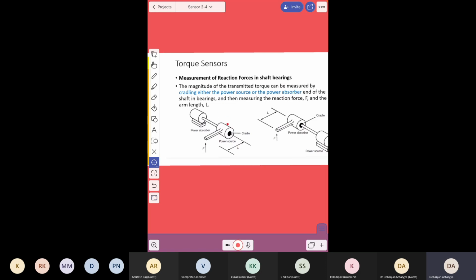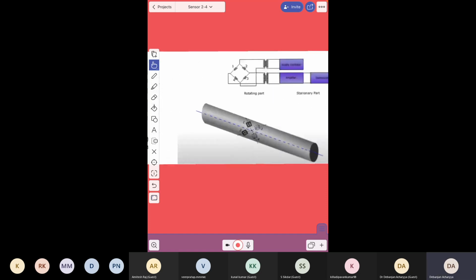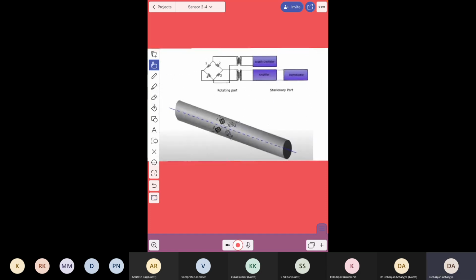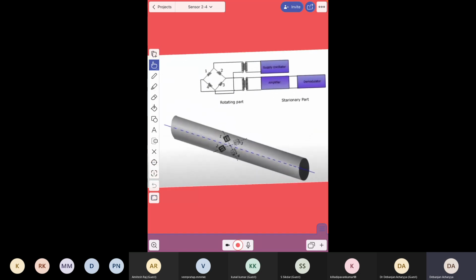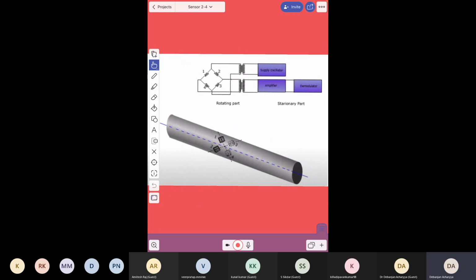You are measuring the force. Therefore this can be measured by using a simple strain gauge configuration. Here I have an example of a torque sensor using a simple strain gauge operation, that is known as bridge configuration. Here we have 4 strain gauges. You can see 1, 2, 3 and 4, and we have placed these strain gauges in this way.